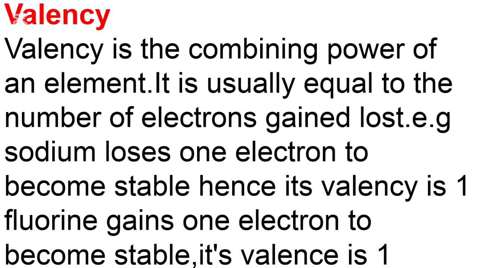Let us move on to valency. What is valency? Valency is the combining power of an element. It is usually equal to the number of electrons gained or lost. For example, sodium loses 1 electron to become stable. Hence, its valency is 1. If we go to another element like fluorine, it gains 1 electron to become stable. Therefore, its valency is also equal to 1.